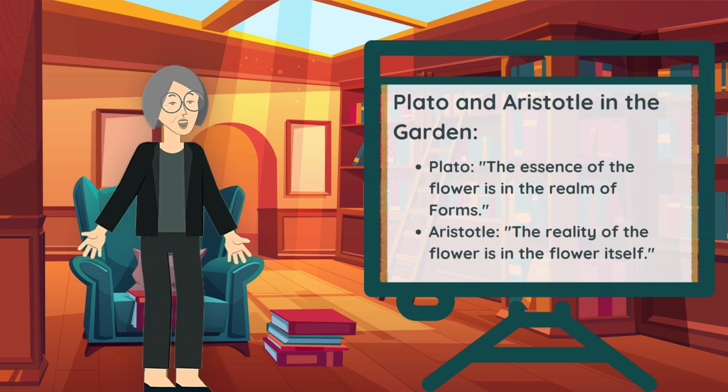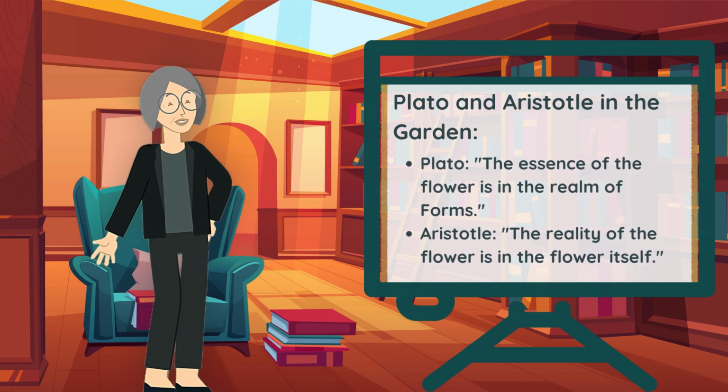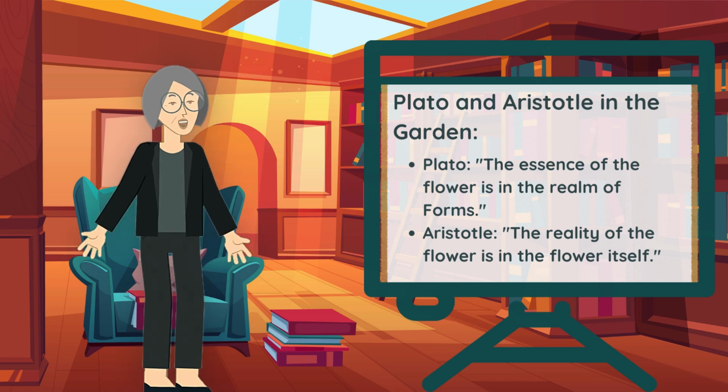Let's wrap up with a story that might help you remember this philosophical divide. Imagine Plato and Aristotle walking through a garden. Plato points to a beautiful flower and says, the true essence of this flower exists in the realm of forms. Where there is a perfect, eternal flower. Aristotle smiles and shakes his head.